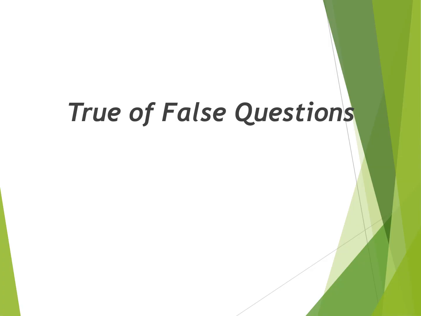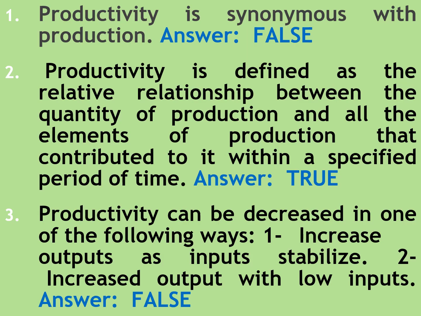Then we will start today with sample true or false questions, and we will answer them with details. So let's get started. Question number 1: productivity is synonymous with production. The answer is false. Here is a confusion between the concept of productivity and some other concepts.